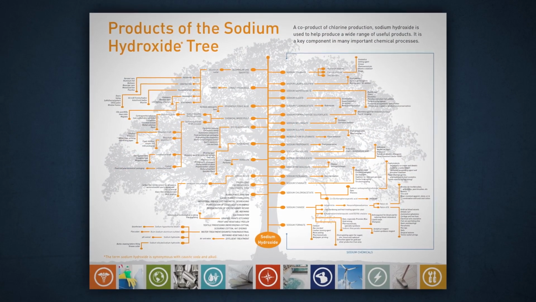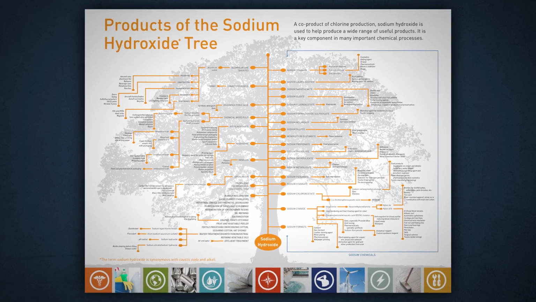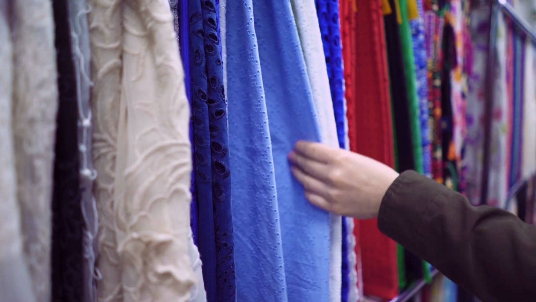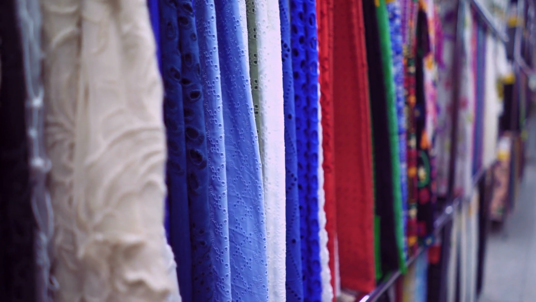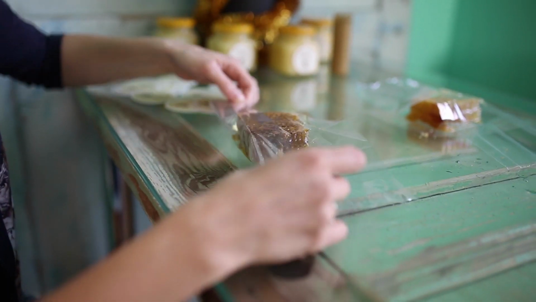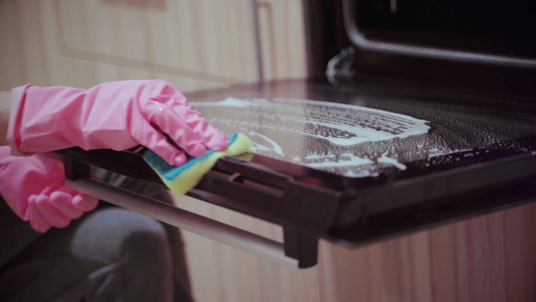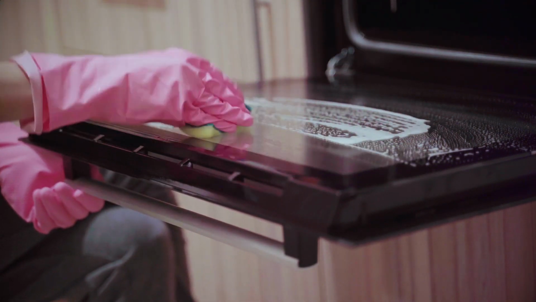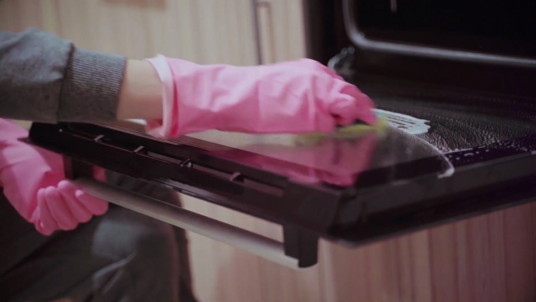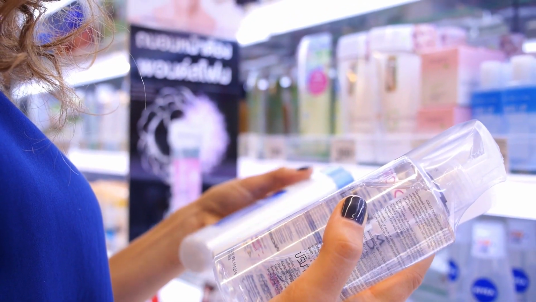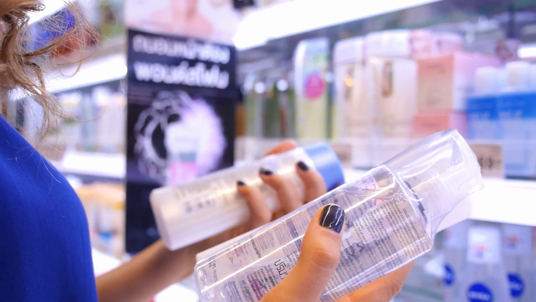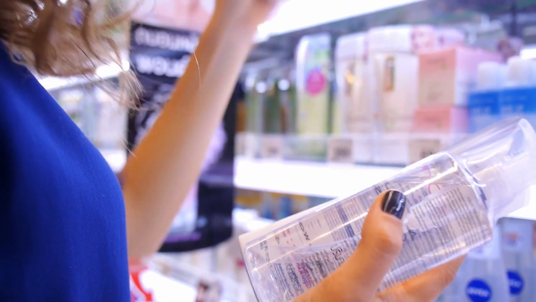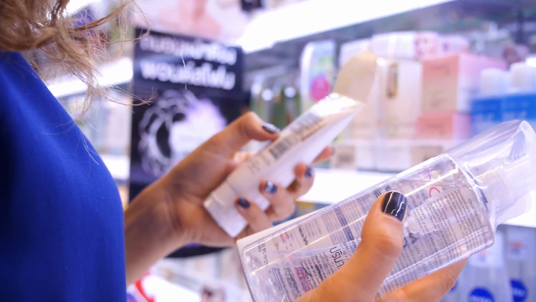Caustic plays an important role in the manufacturing of thousands of products we depend on every day, such as soaps and detergents, rayon and other textile products, cellophane, paper, and cleansers. Common household products, such as drain cleaners and oven cleaners, usually contain either sodium hydroxide or potassium hydroxide. Potassium hydroxide is found in varied items such as liquid soaps, lotions, shampoos, hairsprays, and denture cleaners.